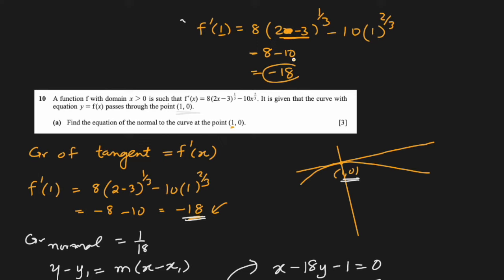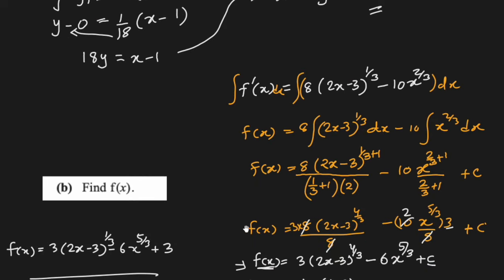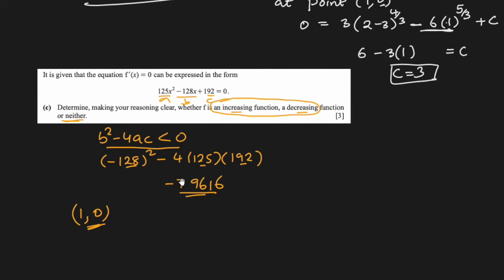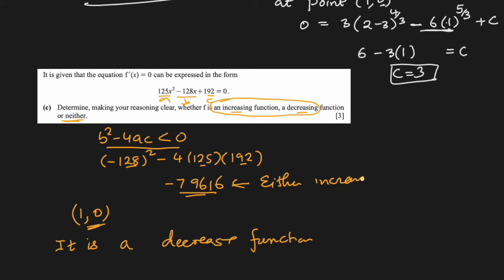So minus 18. That means it is a decreasing function because it's negative. If it was positive, it would be increasing. Since it came out to be negative, it is a decreasing function. So we'll say that f is a decreasing function. And this confirmed that it was either increasing or decreasing, but we filtered it out by substituting 1.